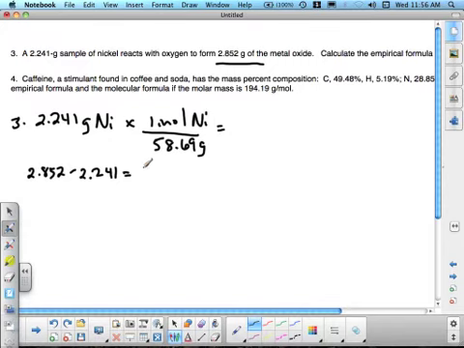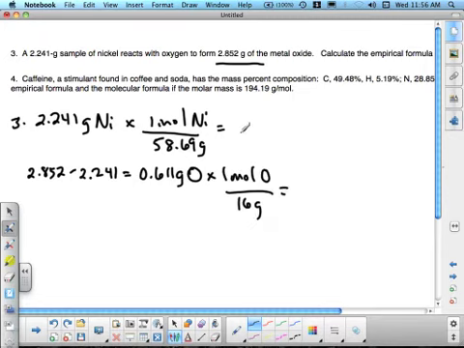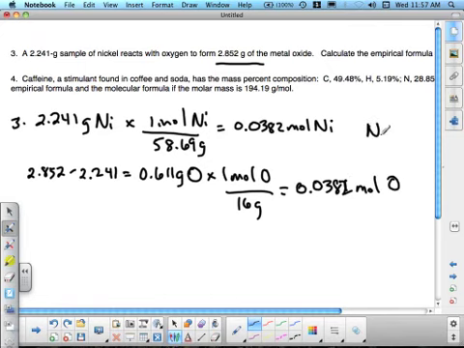And that's 0.611 grams of oxygen, and then convert it to moles. I get 0.0382 moles of nickel, and I get 0.0382 moles of oxygen. So they're exactly the same. So my empirical formula is going to be NiO.